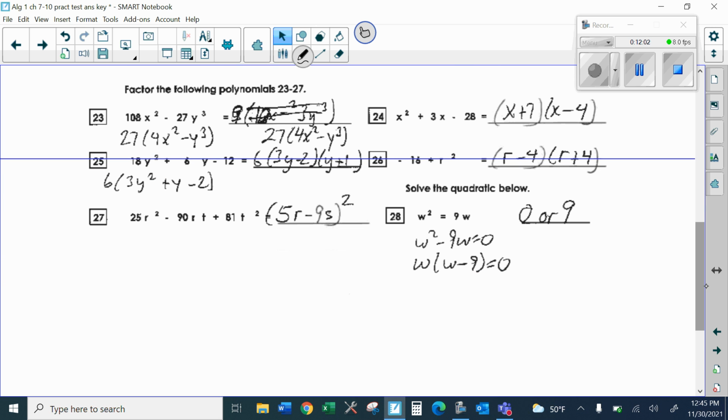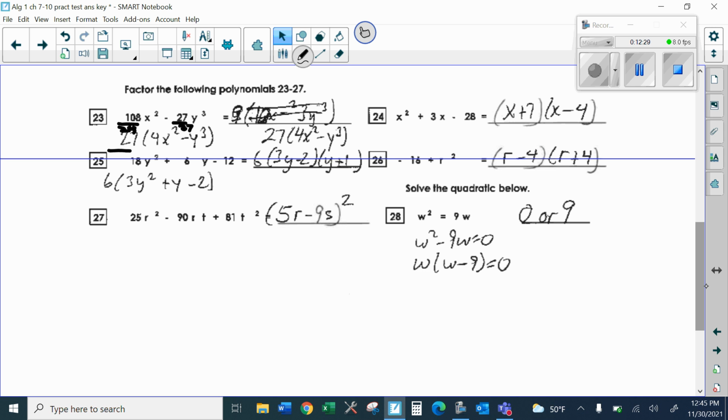Okay, so the first step in factoring is to factor out the GCF. The GCF of 108 and 27 is 27 itself. If you're not sure, take that number and divide it into the other on your calculator. 108 divided by 27 goes 4 times. So I take that out, dividing each term by that 27, and I'm left with 4x squared minus y cubed.